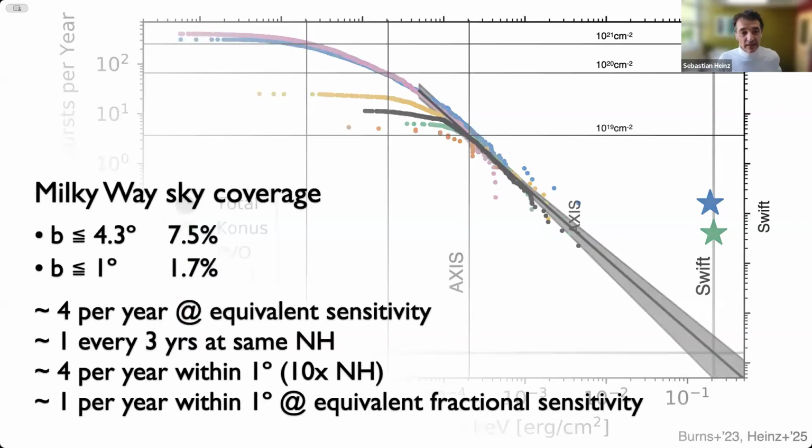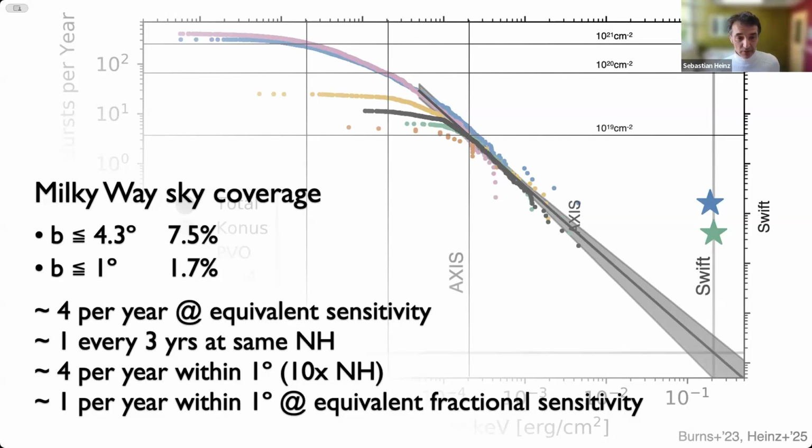And so if we just look at the statistics, about 7.5% of the sky lies within the 4.3 degrees that GRB 221009A was from the galactic midplane, and then about 2% of all bursts will be at about 1 degree or less from the midplane of the Milky Way. And so we expect about 4 per year at equivalent sensitivity. Most of those will not be in the galactic plane, right? So the 10 to the 19 per square centimeter sensitivity, but there are some clouds nearby that we might be able to see. And then we expect to see about 4 per year within about a degree from the galactic plane that we can detect down to about 10 times the column density that we're sensitive to with Swift.